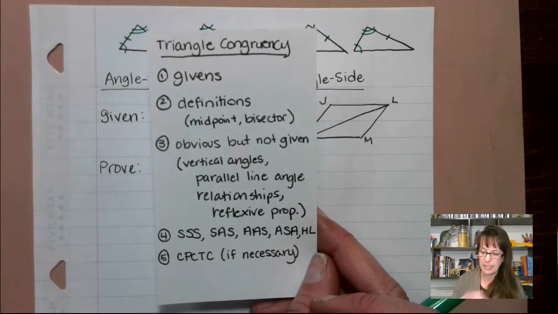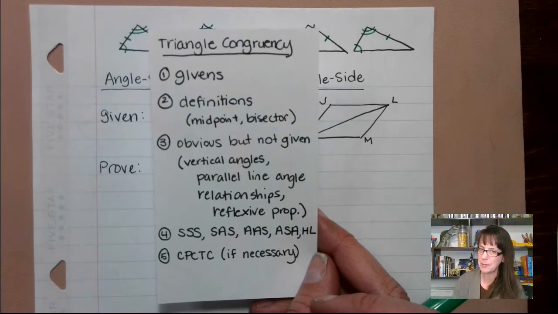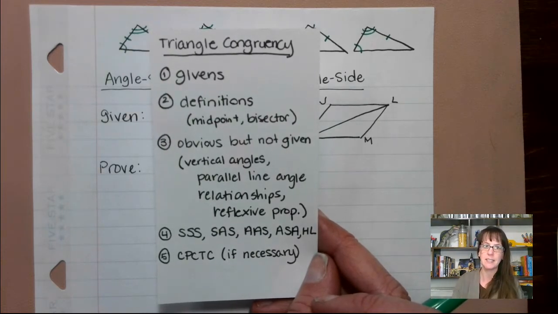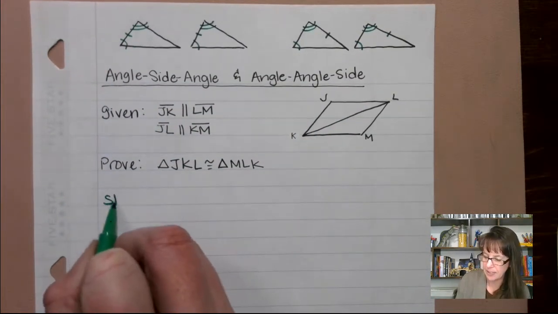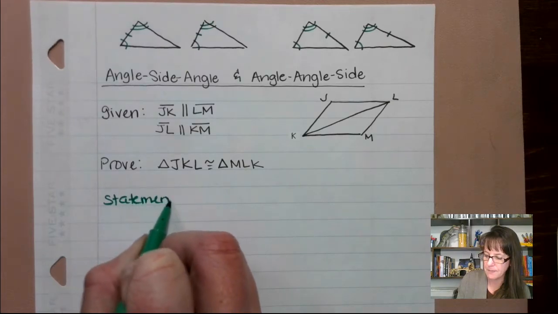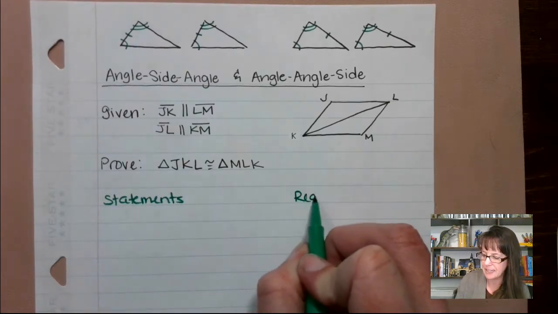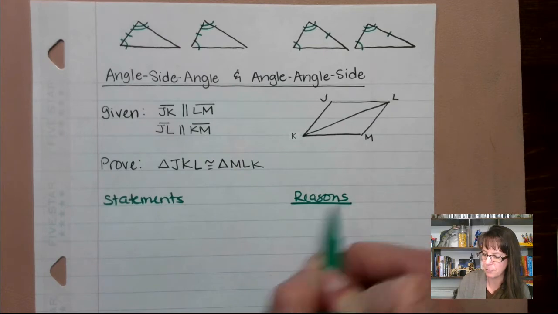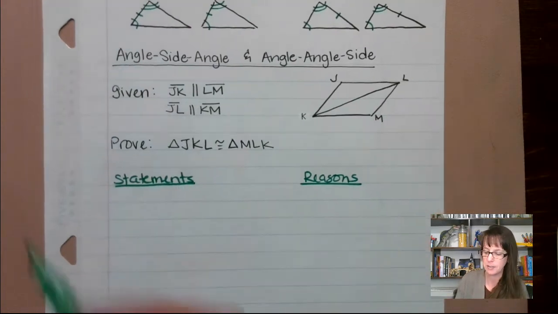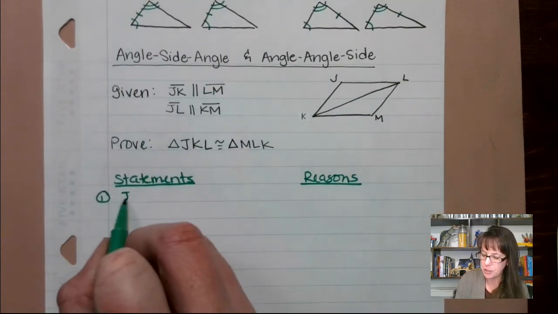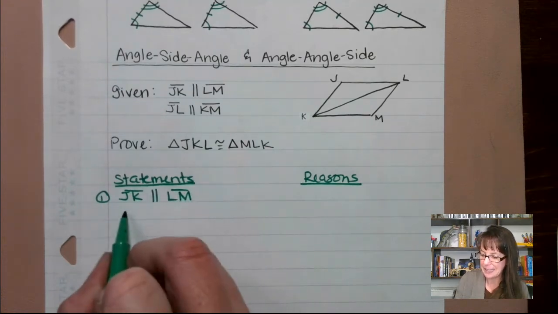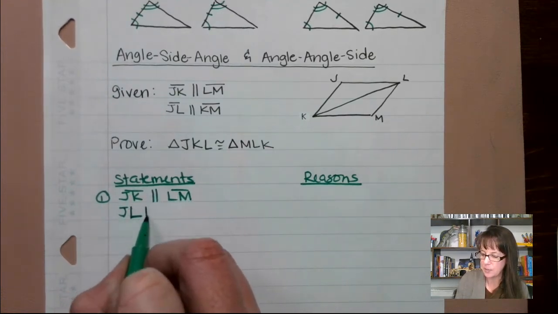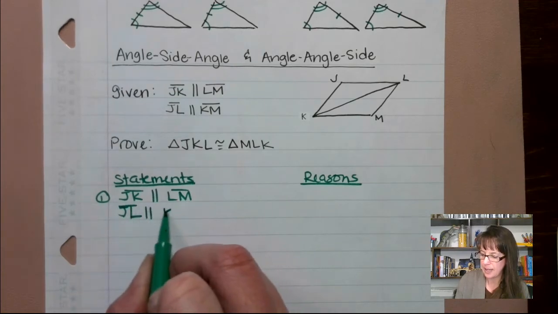We always start with our givens, and we do our definitions, our obvious but not givens, and then our SSS, SAS, side, side, side, side, angle, side, all that good stuff. So the first thing we're going to do is our givens. So we have our statements and our reasons. Usually I write these down beforehand. I don't know why I didn't. Sorry about that, folks. So we've got number one. We have JK is parallel to LM, and JL is parallel to KM.